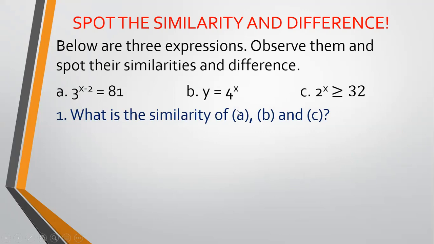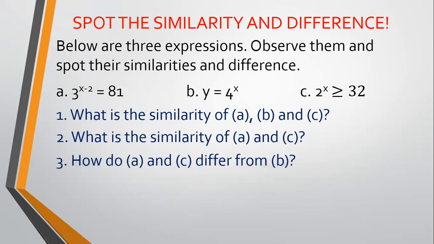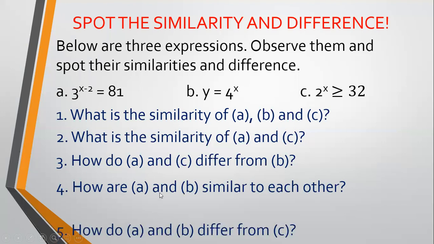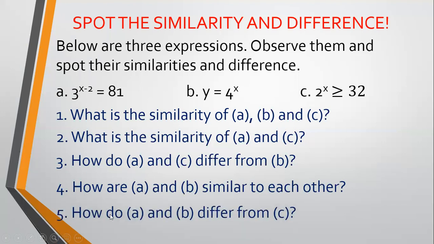Trying to find the similarities, examples A and C both do not contain the Y, which is the symbol for a function. How do A and C differ from B? Of course, B has a variable Y. They have 2 variables here, the X and the Y, but in the case of A and C, they only contain the variable X. Then how are A and B similar to each other? And lastly, how do A and B differ from C?